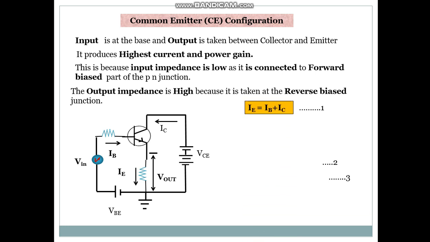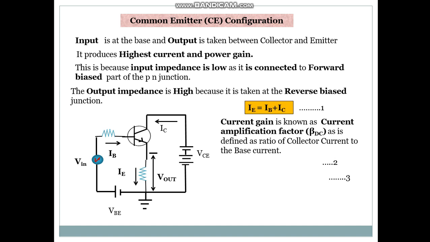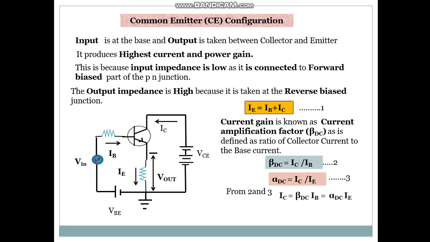We already know IE is equal to IB plus IC. Current gain is known as the current amplification factor beta DC, defined as the ratio of the collector current to the base current. Alpha DC is equal to IC upon IE. From 2 and 3, you get IC is equal to beta DC into IB, that is equal to alpha DC into IE. From 1, 2 and 3, we can find alpha DC is equal to beta upon beta plus 1, or beta DC is equal to alpha upon 1 minus alpha.